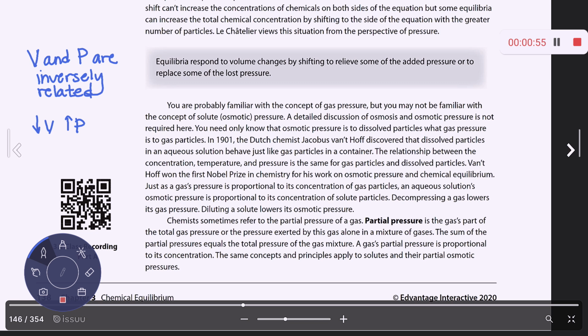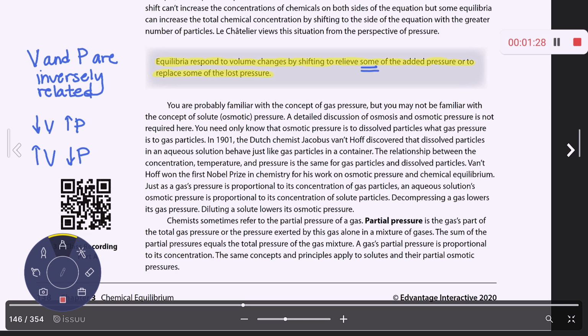So the two situations that we're going to encounter are solutions and gaseous mixtures. And I'll go over what happens with them. And likewise, if you increase volume, you decrease pressure, you would need to restore some of the lost pressure to help us get back to equilibrium. So here it says that a system at equilibrium will respond to volume changes by shifting to relieve some, I'm going to emphasize some, of the added pressure or to replace some of the lost pressure.